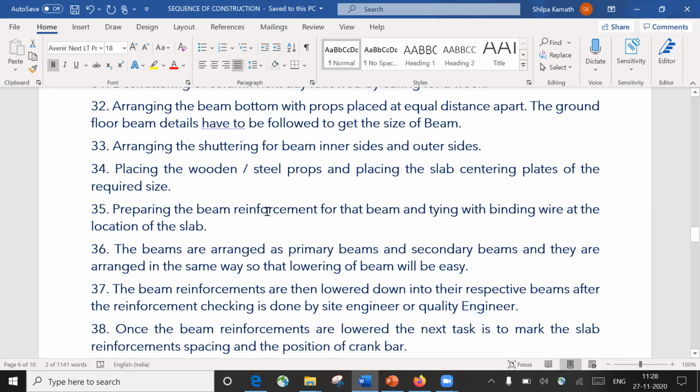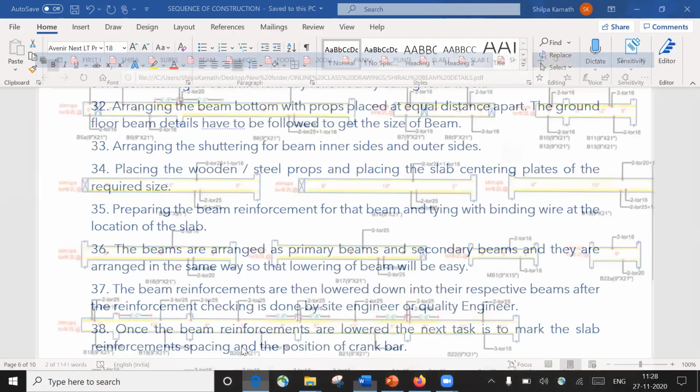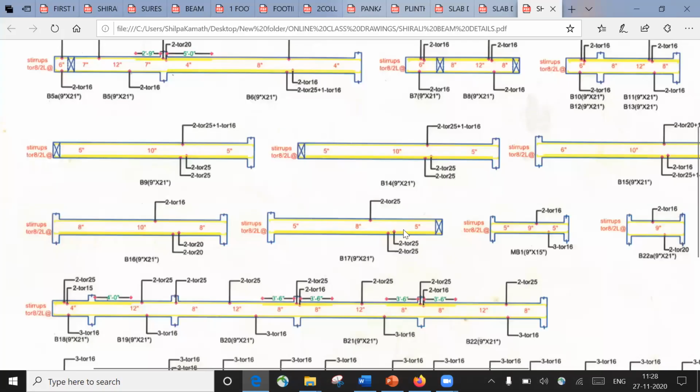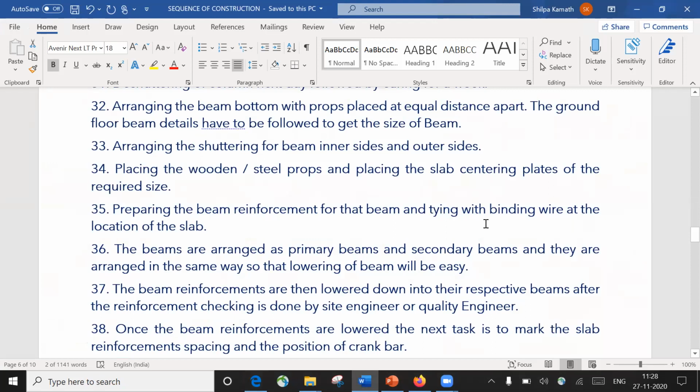Next is preparing the beam reinforcement and tying it with binding wire at the location of the slab. Again, it's the same thing, you refer to this drawing. You are going to get the reinforcement details of that particular beam. Based on that, we tie the beam reinforcement. The beams are arranged as primary beams and secondary beams, and they are arranged in the same way so that the lowering of a beam will be easy.